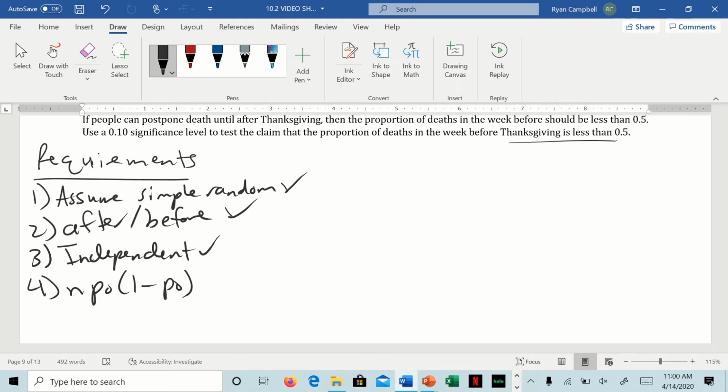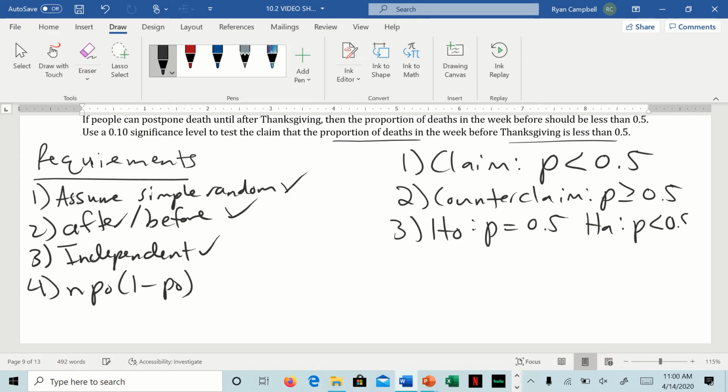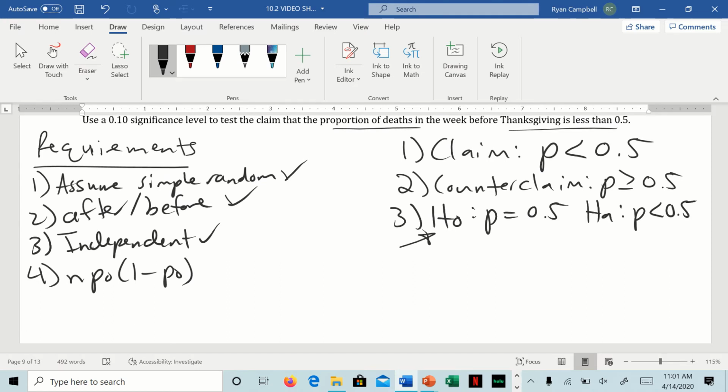So P naught comes from H naught, so let's do the first 3 steps. Claim. Proportion of deaths is less than 0.5, so P is less than 0.5. Counterclaim. P is greater than or equal to 0.5. H naught, P equals 0.5, because it's always equals. HA, P is less than 0.5. Again, comes from the claim, because out of these 2 statements, that's the only one that doesn't have an equal sign.